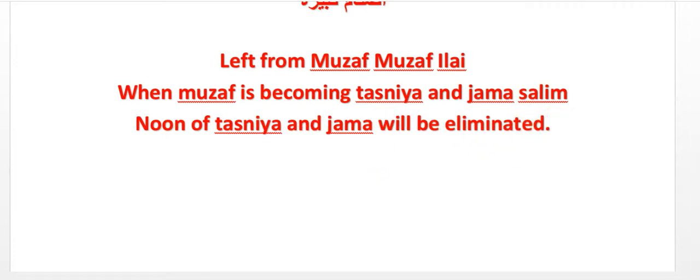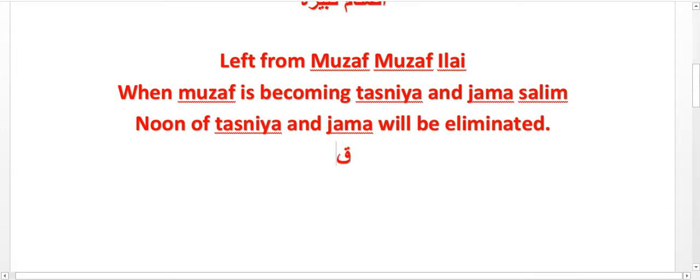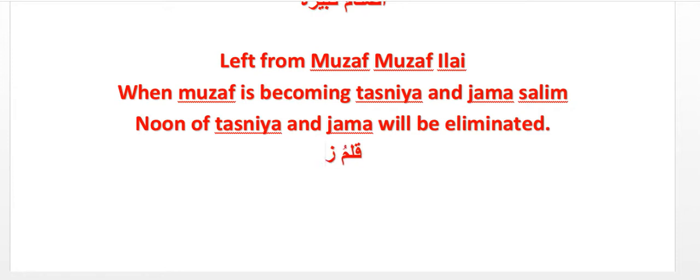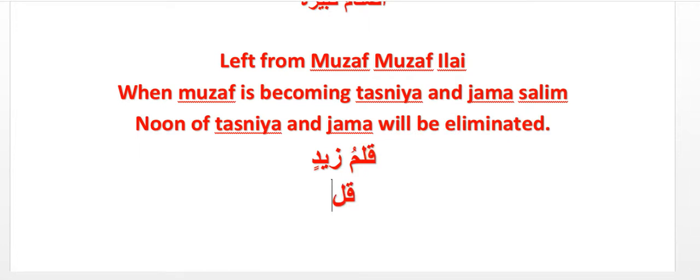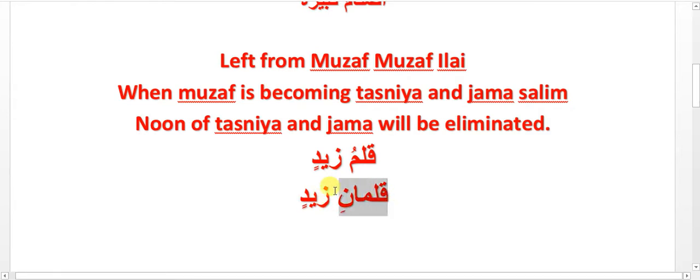Let me show you what I am trying to say. First I am going to write muzaf muzaf ilayh. Qalamu Zaidin. Qalamu Zaidin is muzaf muzaf ilayh. Qalamu is muzaf, Zaidin is muzaf ilayh. Now this means Zaid's one pen. What if I have to write Zaid's two pens? So tasniya of kalam is kalamani and muzaf ilayh is Zaidin. So kalamani Zaidin. This means Zaid's two pens.